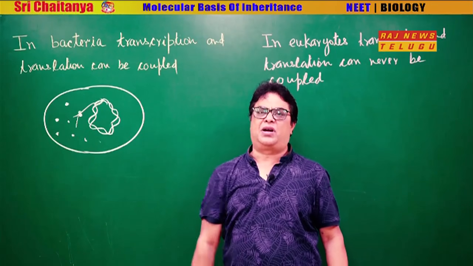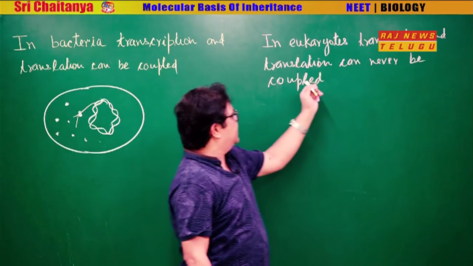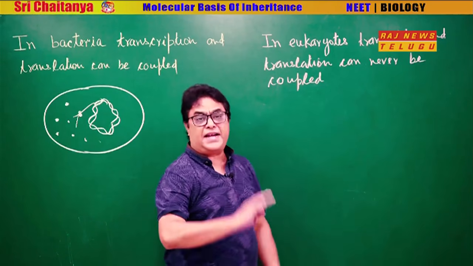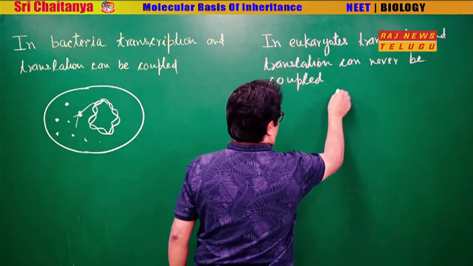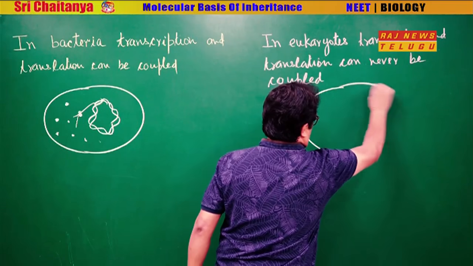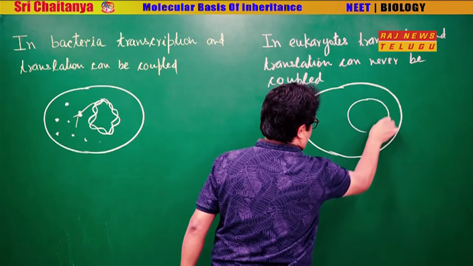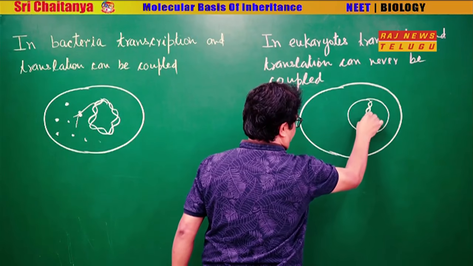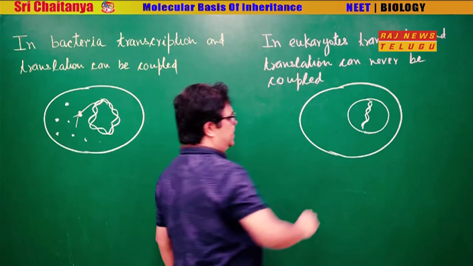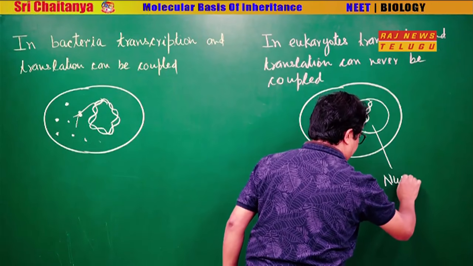But this is not the case in eukaryotes. See, in eukaryotes, transcription and translation can never be coupled phenomena. Why? Let us see. Suppose this is a eukaryotic cell, this is the nucleus. DNA is present in the nucleus in the form of chromosomes. It means the site of transcription is the nucleus.